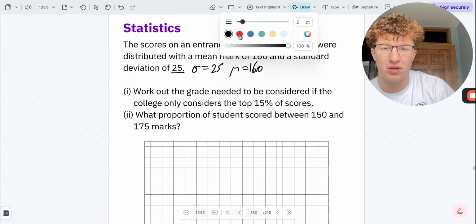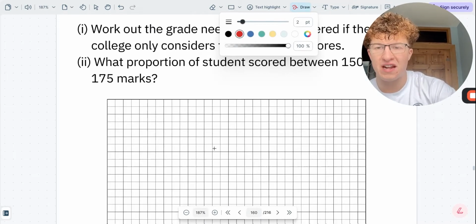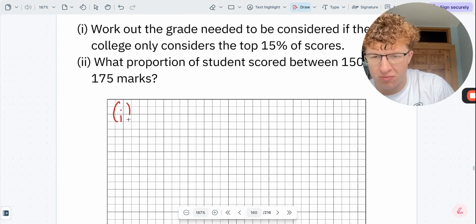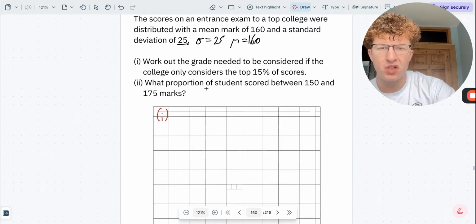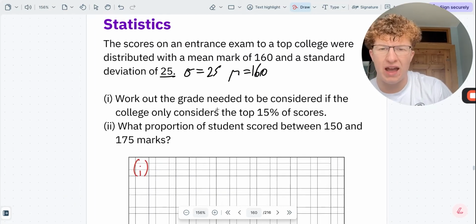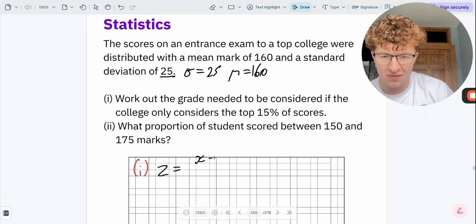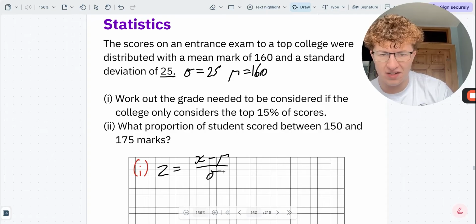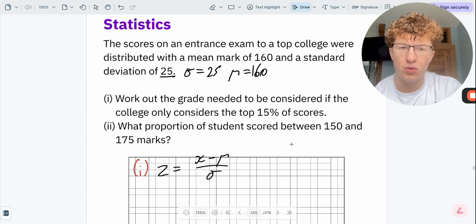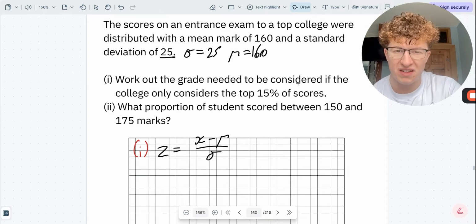So basically, what I would always do here, before I even start the question, draw the distribution. So, to be able to use the log tables, we're going to have to convert this into a z-score. So the formula we use there is z is equal to x minus the mean over the standard deviation. So they're only considering the top 15% of scores.